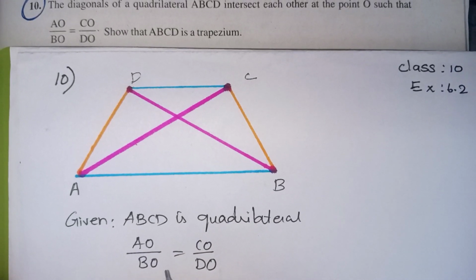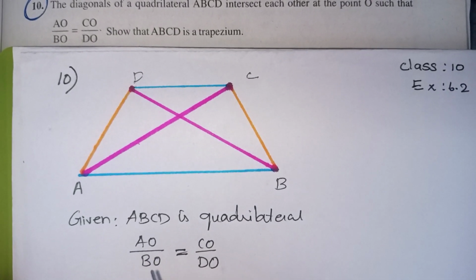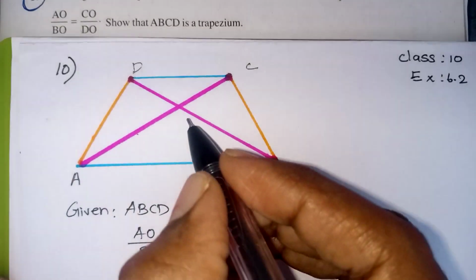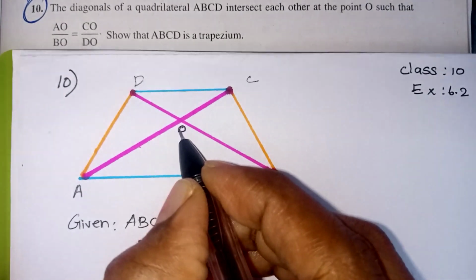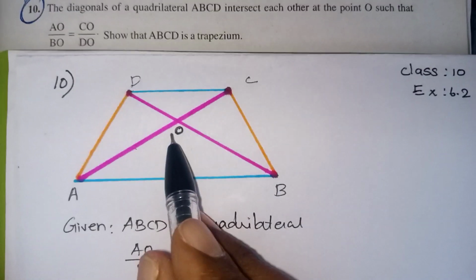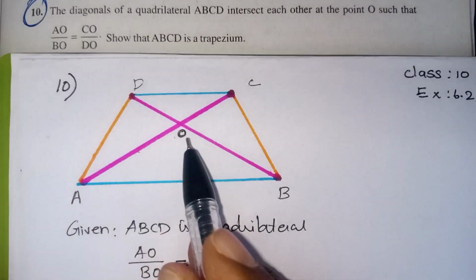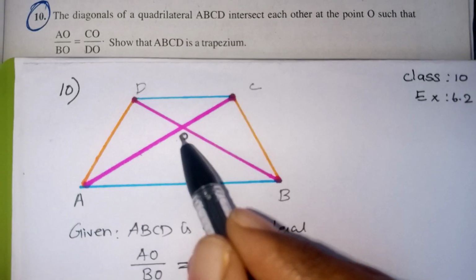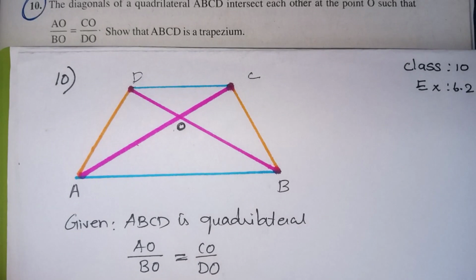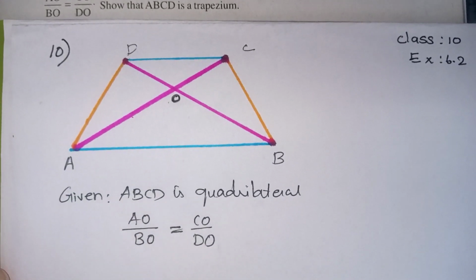From this given condition we can make one more new condition, because they have given the diagonals meet at the point O, because AO is here, BO is this side. AO by OB is equal to OC by OD. That is a given condition. From this one, a small simplification we are doing.